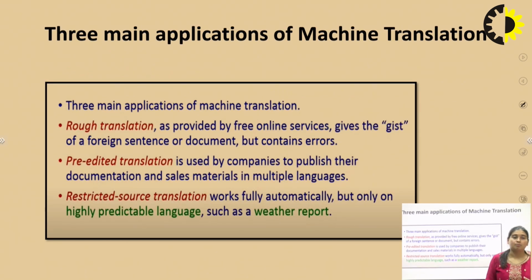Now there are three main applications of MT, or machine translation: rough translation, pre-edited translation, and restricted source translation. Rough translation is as provided by the free online services, that is, the gist of the foreign sentences or documents, but it contains errors. Pre-edited translation is used by companies to publish their documentation and sales materials in multiple languages. The third application of MT is restricted source translation, which works fully automatically but only on highly predictable language such as weather reports.